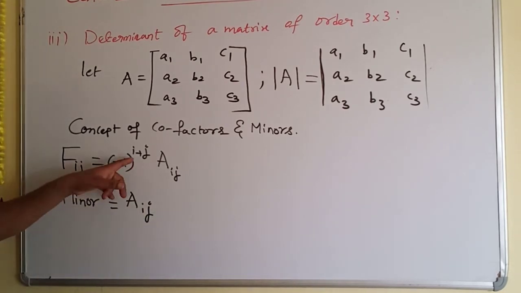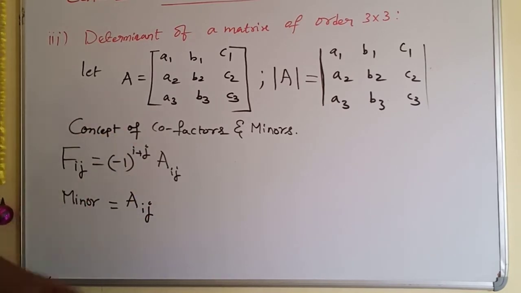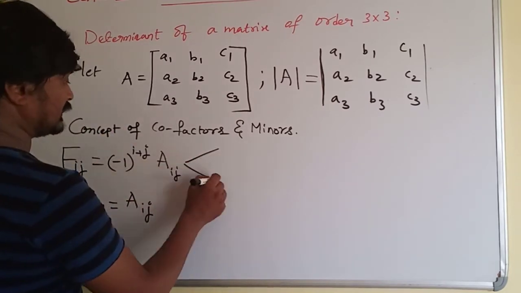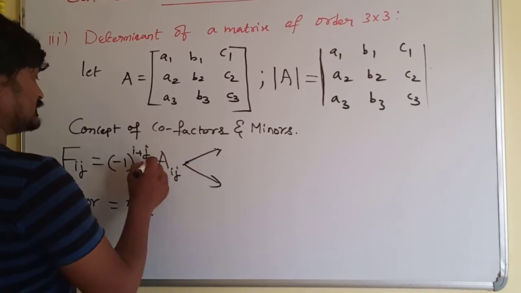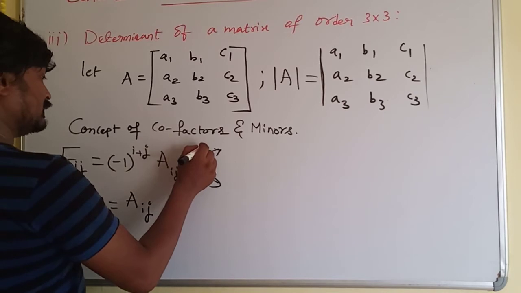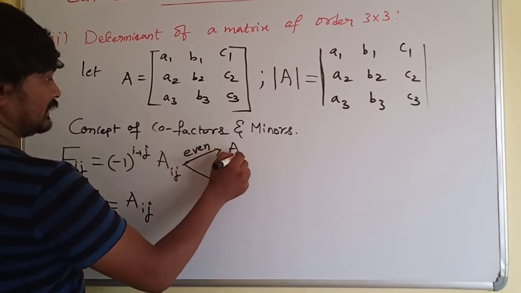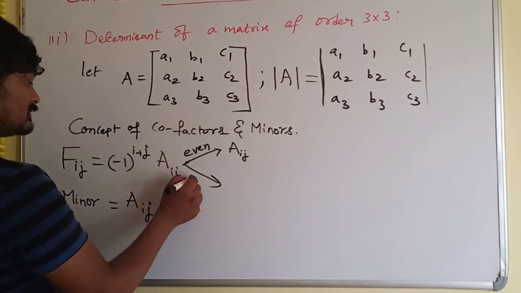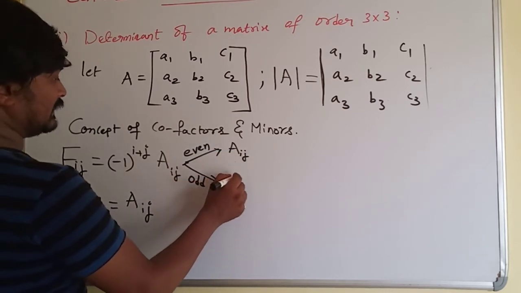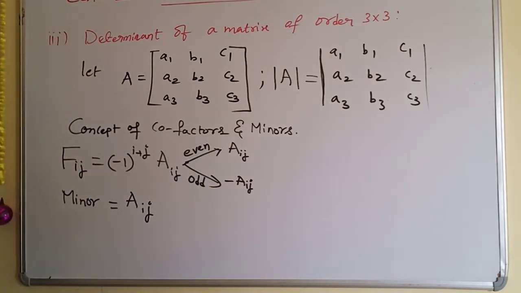Here, if the sum i plus j is even, then you will get Aij. If it is an odd number, you will get minus Aij. This is a simple one. You just remember this.